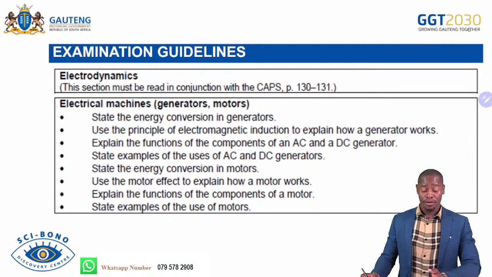1, know the energy conversions in generators. Use the principle of electromagnetic induction to explain how a generator works. Explain the functions of components of AC and DC generators. State examples of the uses of AC and DC generators. State the energy conversion in motors. Use the motor effect to explain how a motor works. Explain the functions of the components of a motor. State examples of motors.